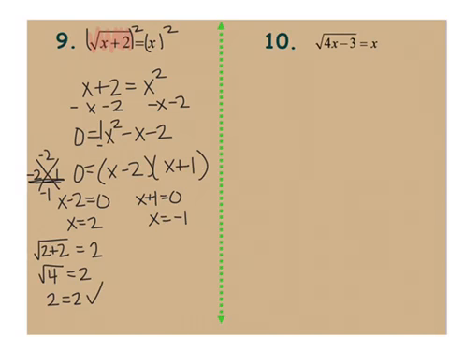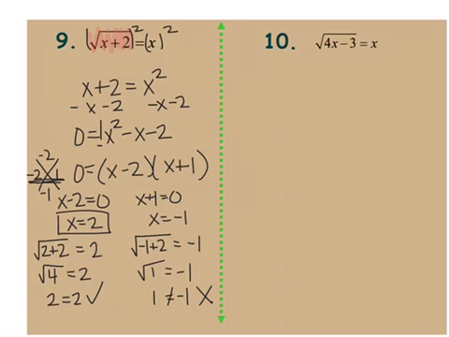So now let's go ahead and try the negative 1. So I'm going to get negative 1 plus 2 equals negative 1. I have the square root of 1 equals negative 1. Remember, a square root cannot equal a negative number. So I get 1 equal to negative 1, which is not a true statement. So my answer would be just x equals 2.